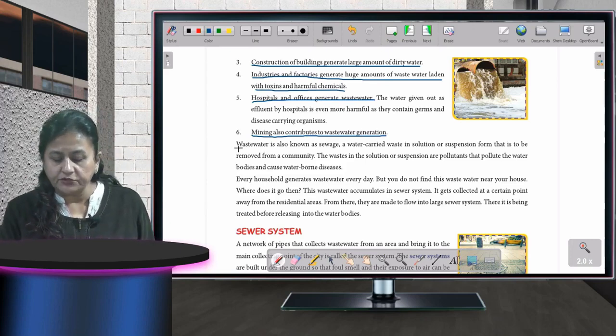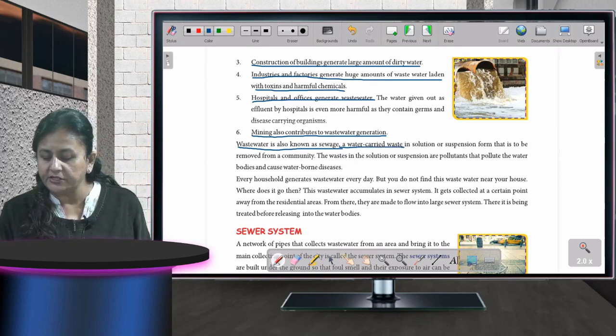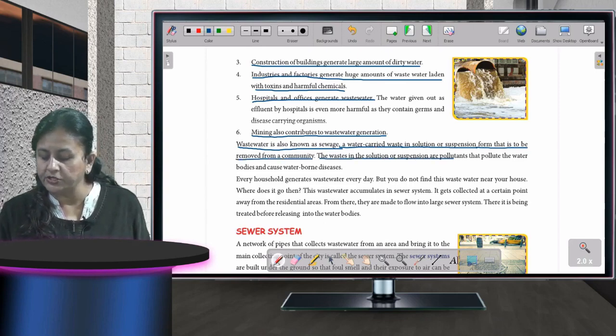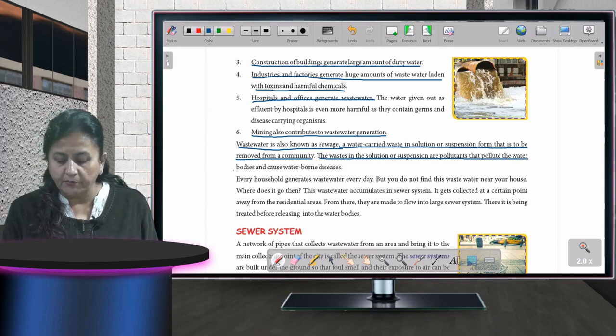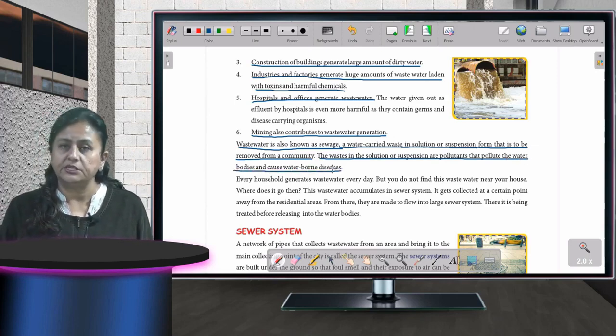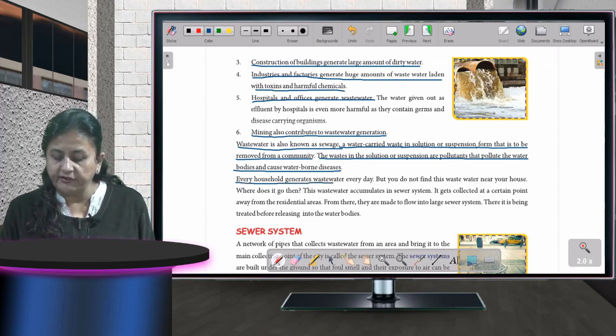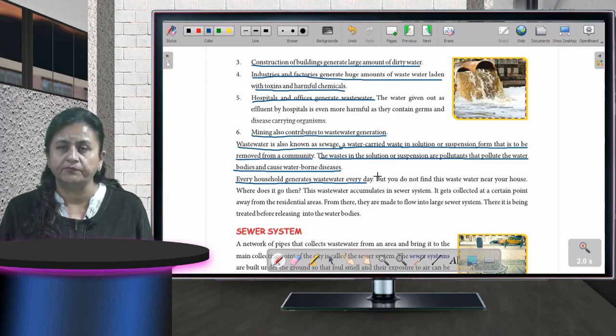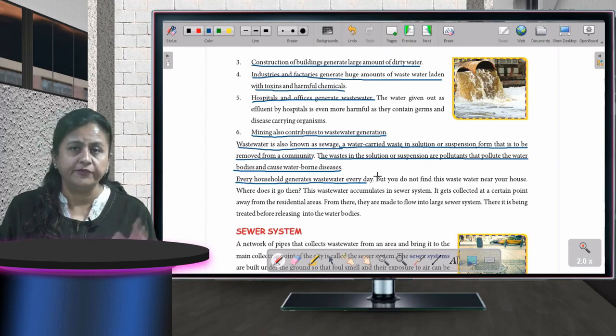Wastewater is also known as sewage. It is water carried waste in solution or suspension form that is to be removed from a community. The waste in the solution or suspension are pollutants that pollute the water bodies and cause waterborne disease. Every household generates wastewater every day. That is very true. We cannot think of a life without water. Even for 2-3 hours, we cannot stay without water. So water is very important, and everyone is consuming it and wasting it also.